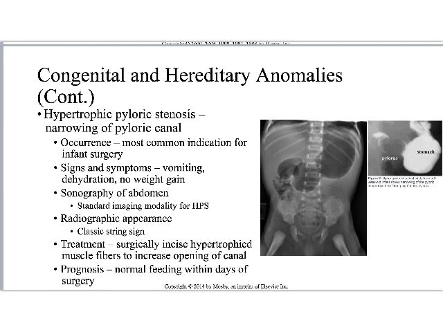We cut away at the muscle fibers in order to open up the area of the canal. And the prognosis is normal feeding within days after surgery. So it's good news. It's common, but it's also fairly easy to treat.